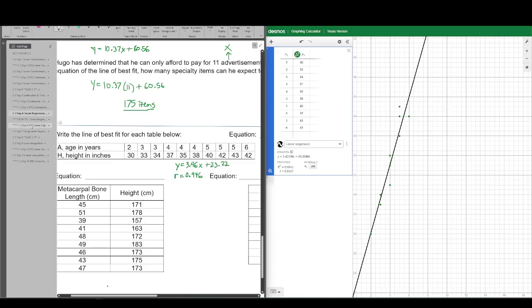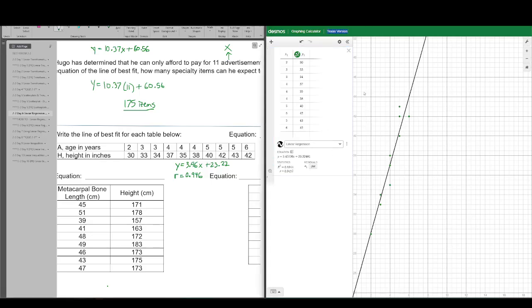There's more examples on the practice page down here in OneNote. So use those as practice, and as you're working in Delta Math, make sure that you're using Desmos as your calculator so you practice it. Don't use the Delta Math statistics calculator. Use Desmos and use the Texas version to make sure that you're practicing the right thing.